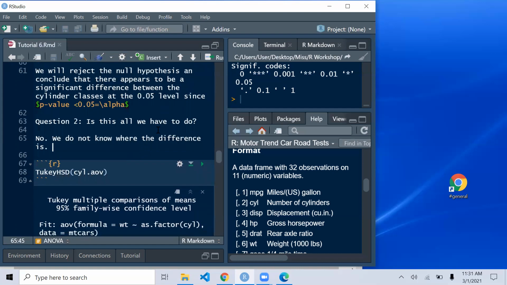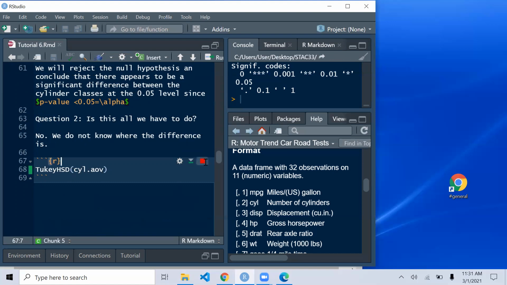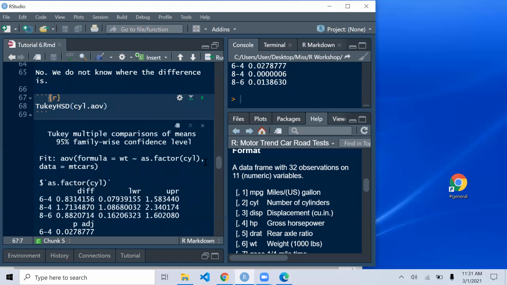It will adjust in such a way that you can't just literally take the pairwise t-test at face value, because then you get some erroneous issues with your p-values. Okay, so let's do the Tukey's HSD and see what we get. Notice I took Tukey's HSD of my actual model, so cylinder, not an AOV, it's Tukey's from my actual model.